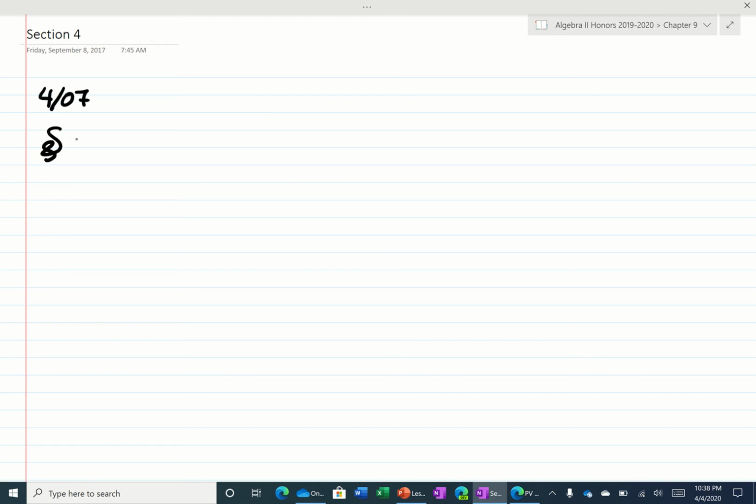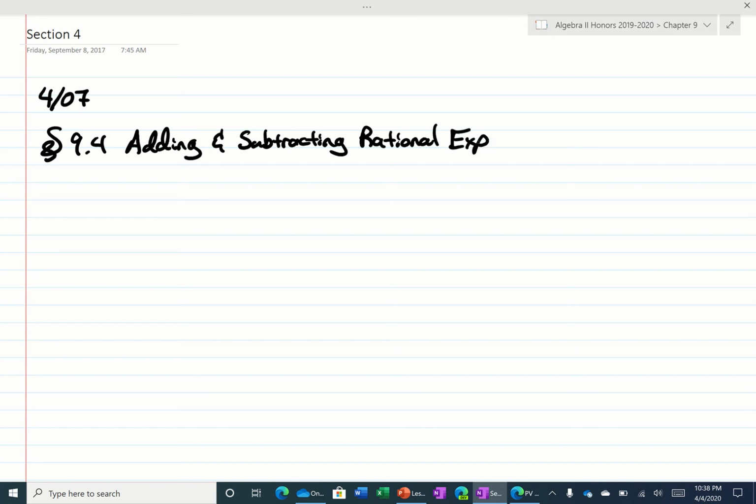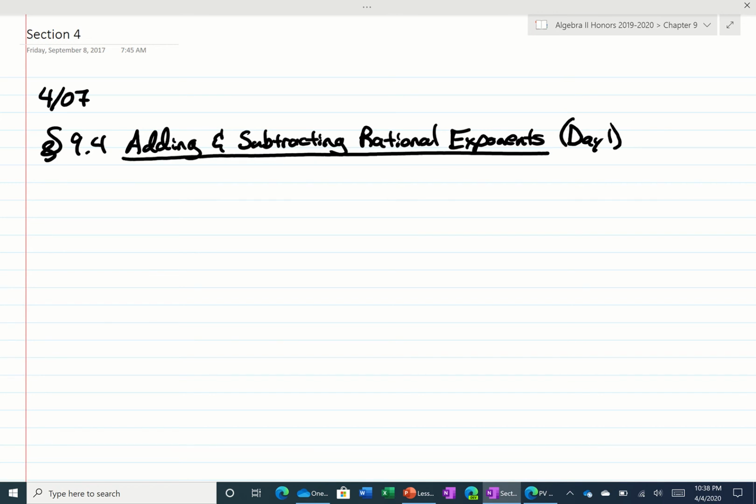And this is going to be section 9.4. It's called adding and subtracting rational exponents. Day 1. We're going to have 2 days, today and tomorrow. And then Thursday is going to be your quiz.